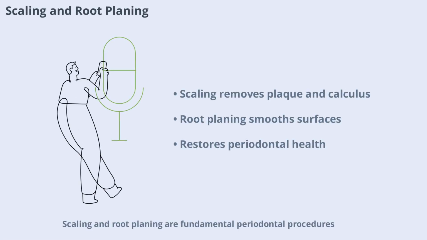Scaling and root planing are fundamental periodontal procedures. Scaling involves removing plaque and calculus from both supra- and subgingival surfaces. Root planing goes deeper, removing residual embedded calculus and cementum to produce a smooth, hard surface. These procedures are essential for restoring periodontal health and preventing further disease progression. Proper technique and instrument selection are key to achieving optimal results.